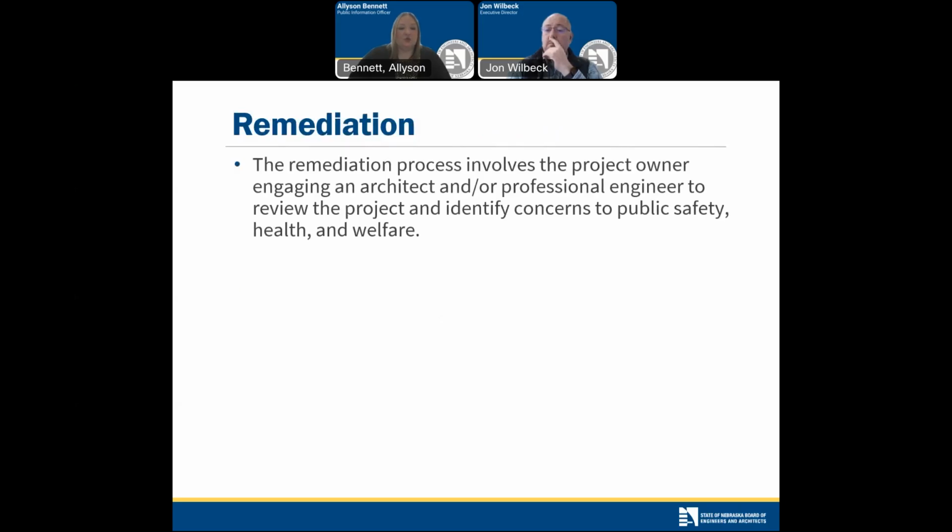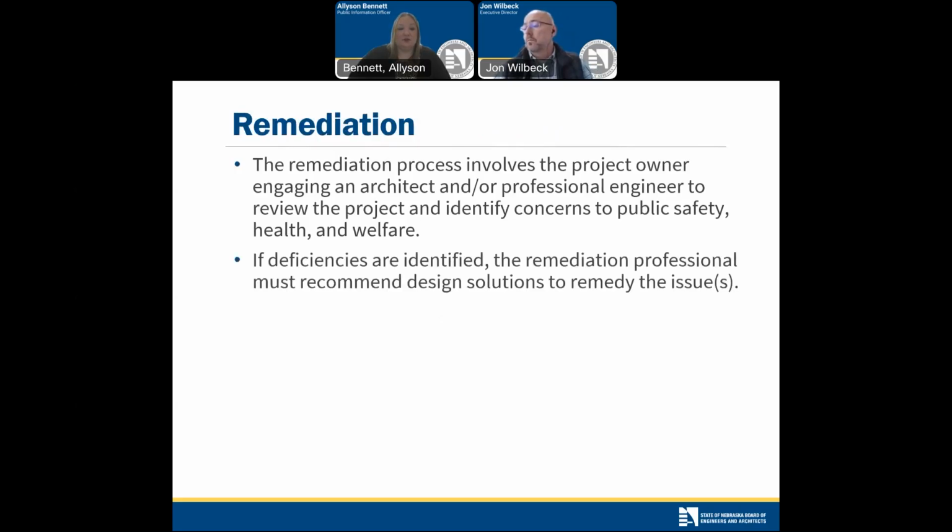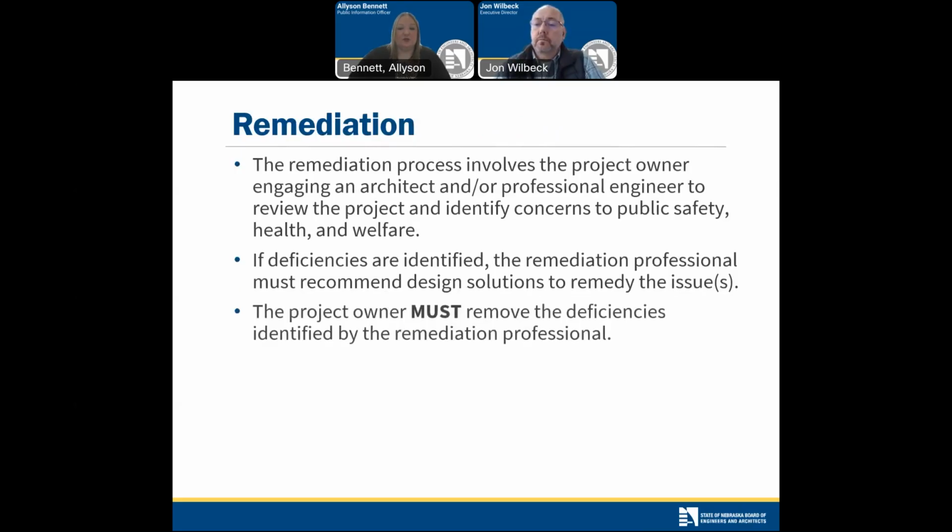If remediation is ordered, the remediation process involves the project owner engaging a design professional to look at the project and identify concerns to public safety, health, and welfare. If this design professional has identified deficiencies, they must recommend design solutions to remedy the issue. They will notify the project owner of that, and the project owner must remove the deficiencies identified by the remediation professional.